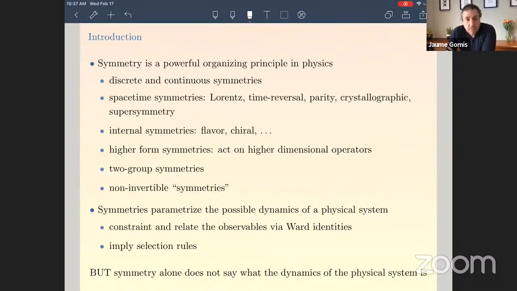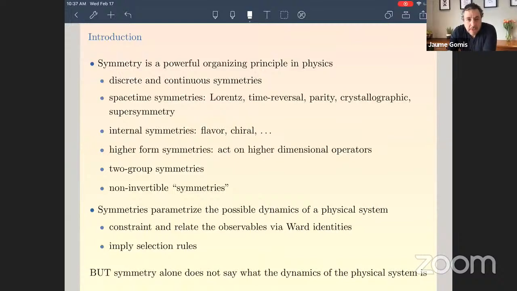Okay, so let's start with some background so that everyone is on the same page. Of course, symmetry is an extremely powerful organizing principle in physics. And as we study more and more, we realize that there are more and more types of symmetries, or things that extend the notion of symmetries.